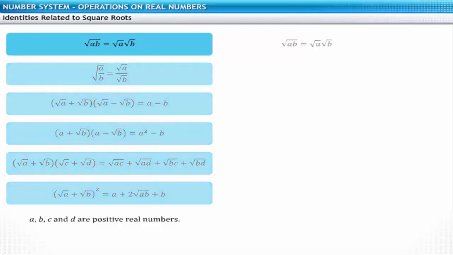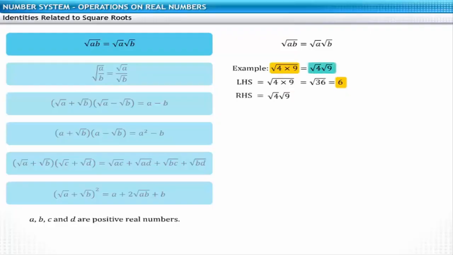The first identity is the square root of AB is equal to the square root of A multiplied with the square root of B. Let's verify this with the help of an example. Here the square root of 4 multiplied with 9 is equal to the square root of 36, which is equal to 6. Similarly, the square root of 4 multiplied with the square root of 9 is equal to 2 multiplied with 3, which is equal to 6. Thus, both the sides are equal.